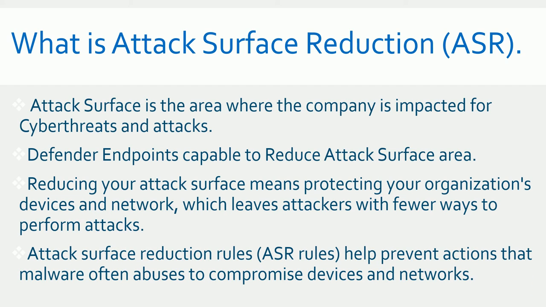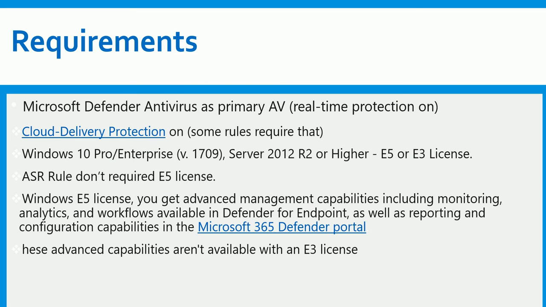Now, the attack surface reduction rule will help you prevent actions that malware often abuses on compromised devices and networks. Let's see the requirements. Microsoft Defender must be the primary AV with real-time protection on. First, you should have Microsoft Defender for Endpoint as the primary AV. If there are two antivirus products on your machine, then Microsoft Defender should be primary, in active mode, and real-time protection should be on.